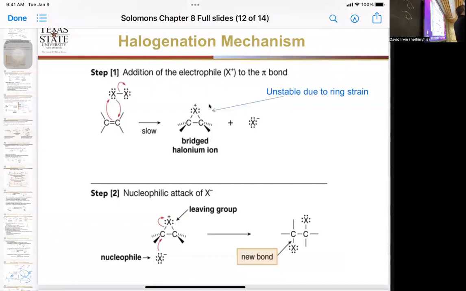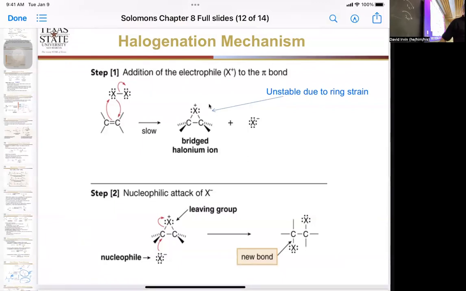Okay. This intermediate is very important, this bridged intermediate, because if you have a bridged intermediate like this, can the other halogen attack from the top? No, it can only attack from the bottom, ergo, it has to be an anti-addition. It has to be anti-addition because the top is already blocked. We have to come from the bottom. So now that we have this full positive charge here, we can have attack by our nucleophile, which is our other halogen here.